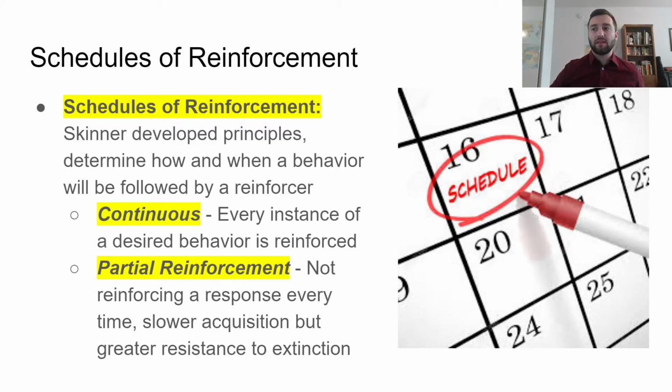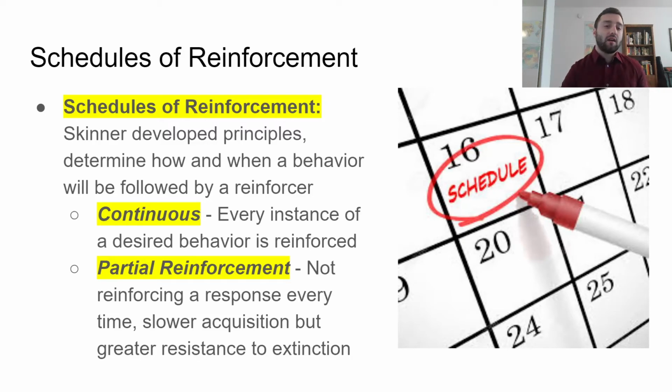Well, basically, everyone's going to stop answering questions because the only reason you were answering questions in the first place was to get the candy, and now you're not getting candy anymore. So that extinction can be very quick. Partial reinforcement is a slower acquisition, but it's more resistant to that extinction.